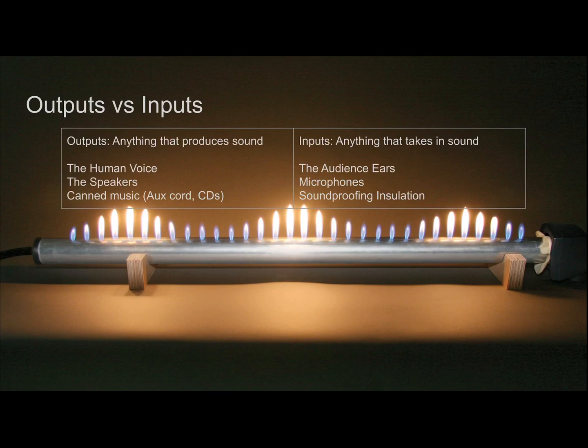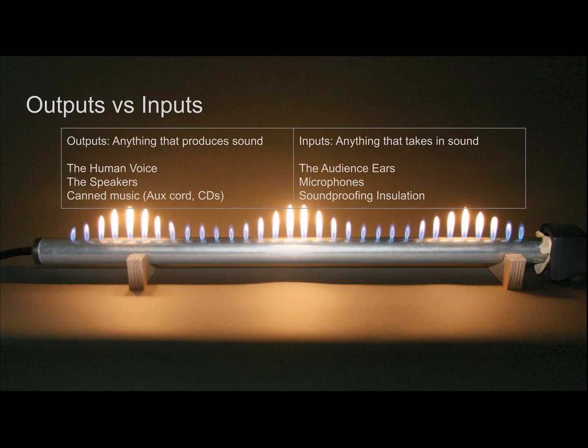As compared to inputs, which is anything that takes in sound. For example, the audience's ears are an input device because we're putting sound into them. Another kind of device that usually has sound going into it is microphones. People frequently think that microphones are an output device because they can produce sound.